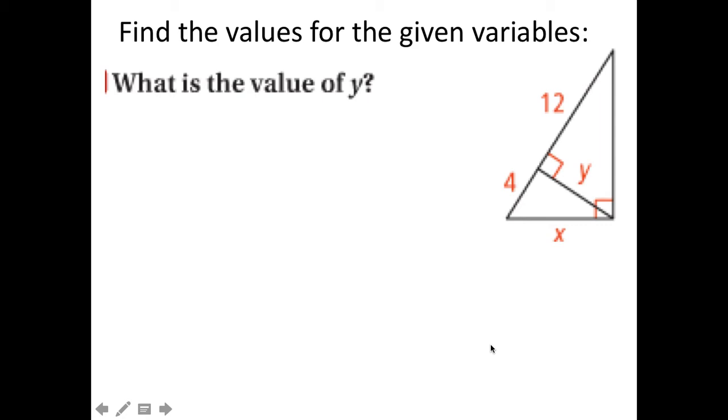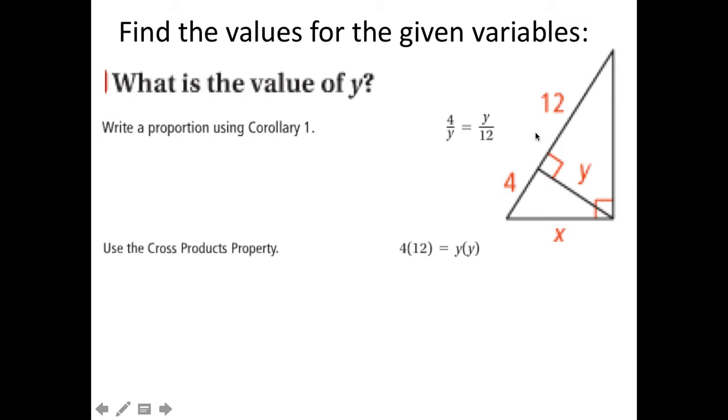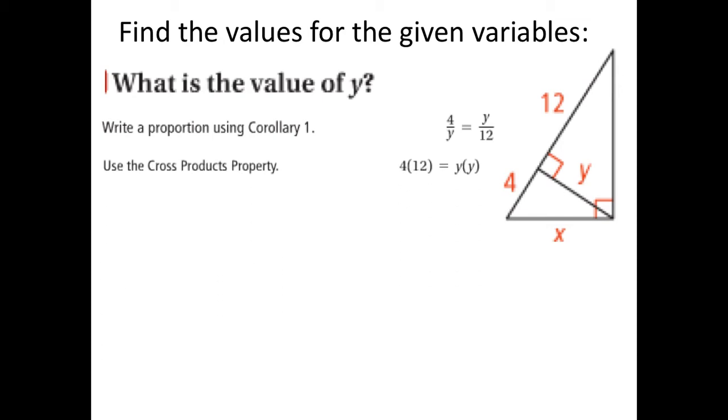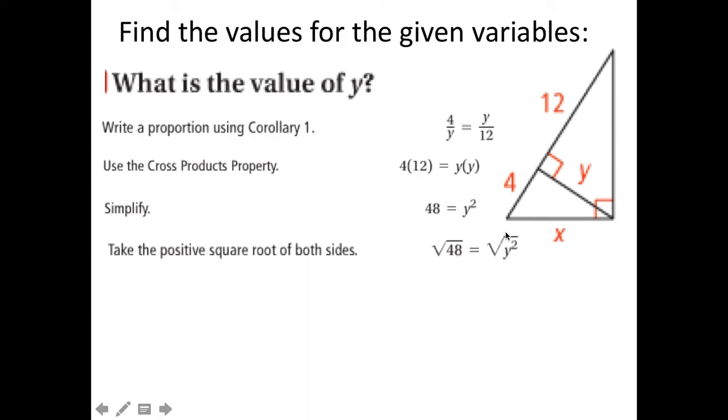Here's another example, and instead we're solving for y. Now they're using corollary 1. Y is listed twice. We have 4, the smaller part of the hypotenuse, and 12, the larger part. And we're using cross product, so 4 times 12 and y times y. 4 times 12 is 48, y times y is y squared. We want to solve for y, so we're going to square root y squared. Whatever we do to one side, we always do to the other side, so that's both sides.